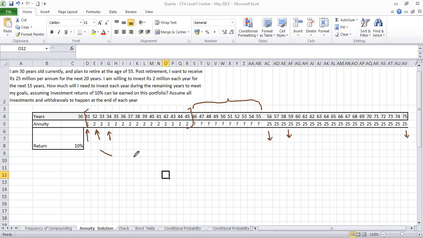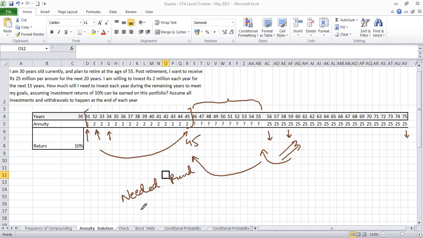Fine. So we find the future value of this at 45. We find the present value of all these cash flows first at 55 and then at 45, discounting the same amount again. So what we find here is a needed fund, and we have accumulated fund. The difference between these two should be the present value of all the 46th year to 55th year cash flows, these cash flows.